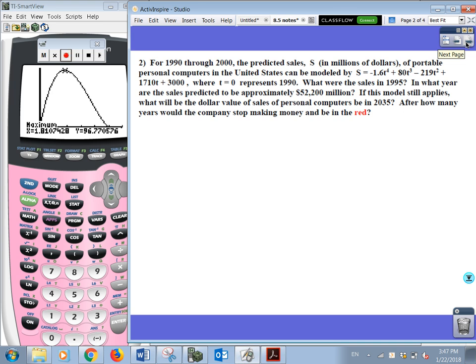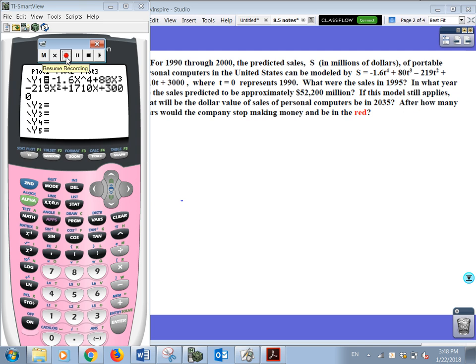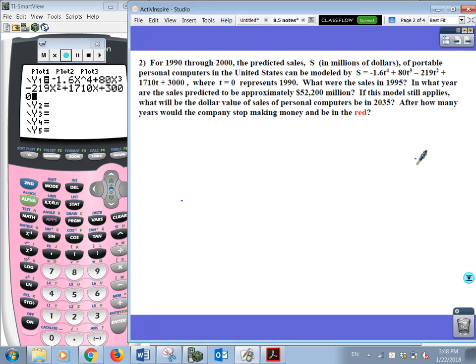All right, now this one is really basically, can you do things in the calculator? Can you type things into the calculator correctly? So there is our equation in y equals. Again, be sure you have all the x's. A lot of times I see that you forget to put an x, or you forget to put a squared or a cubed, whatever that is. So be sure you have all of those things correctly put into your calculator.